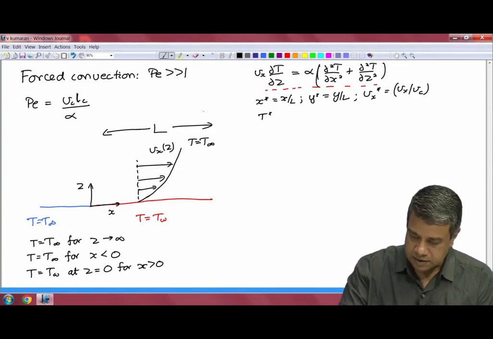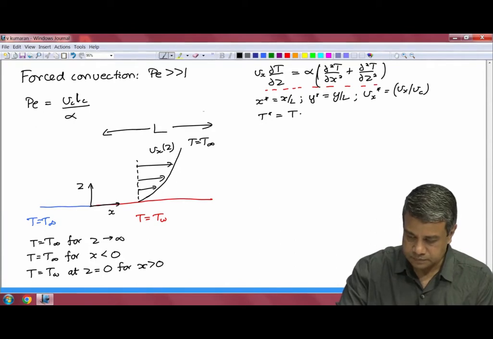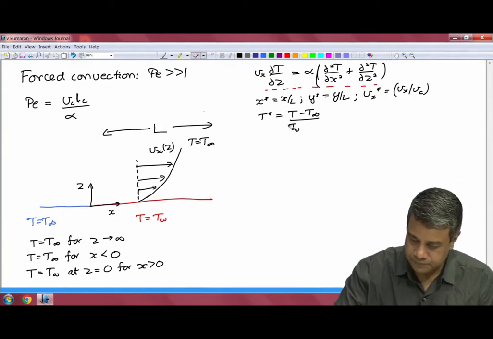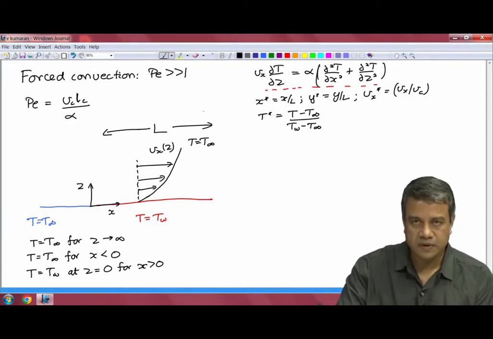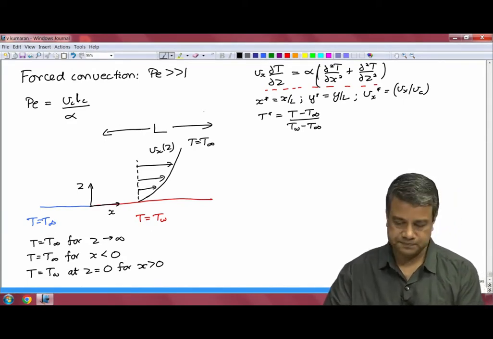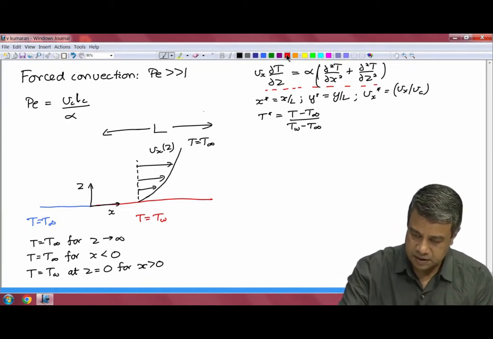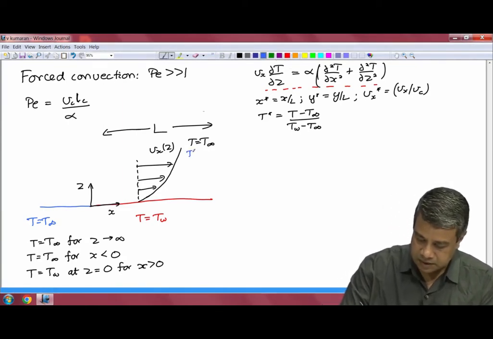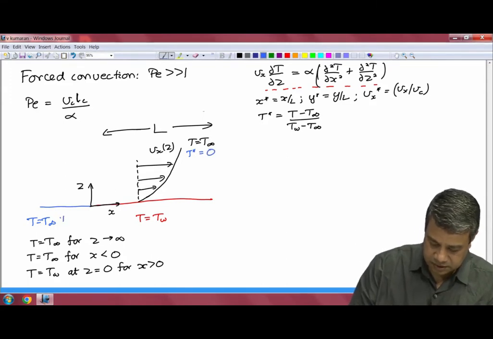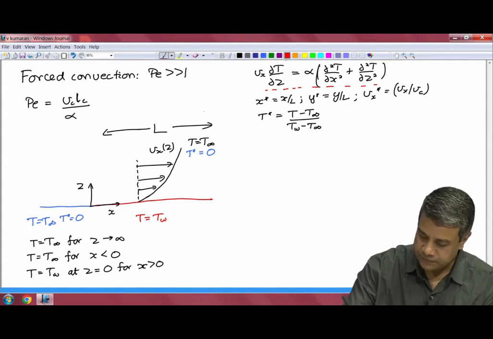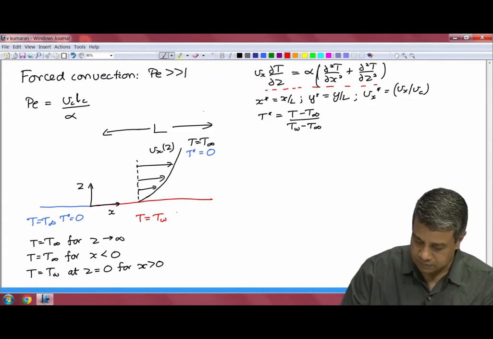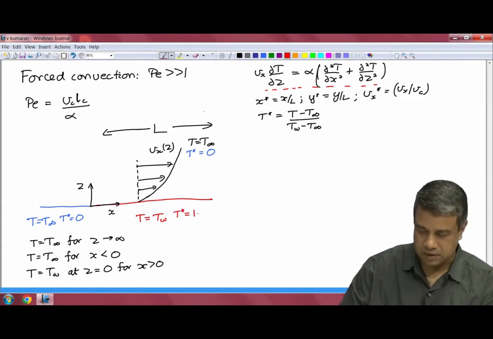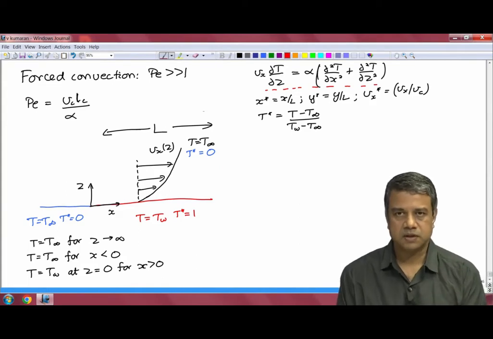And T star I will scale the usual way: T minus T infinity by T w. So, that is the scaling for the temperature. So, that the scaled temperature is going to be equal to T star is equal to 0 here, T star is equal to 0 here, and T star is equal to 1. So, that is going to be the scaled temperature.